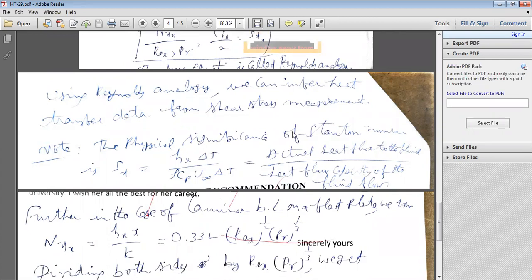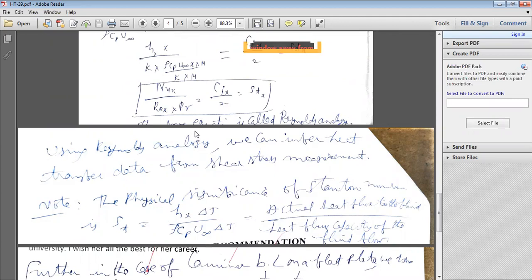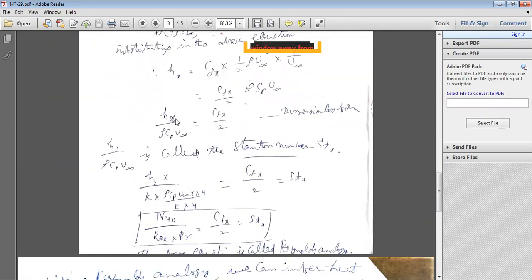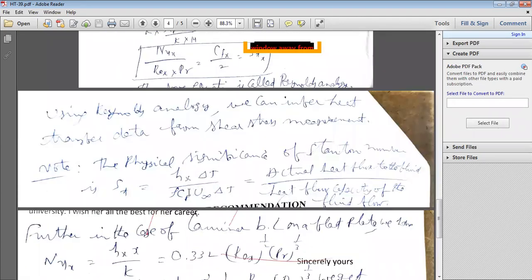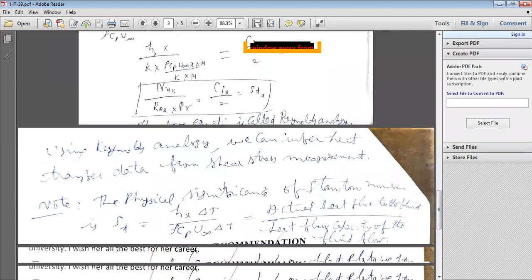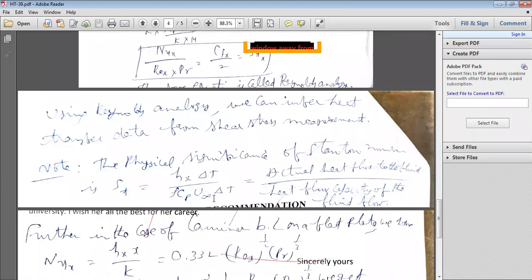That's why the physical significance of the Stanton number is, Stanton number is equal to, you can write this, Hx into delta T divided by rho into Cp into U free stream. So you multiply with delta T and divide with delta T. Both are the same.